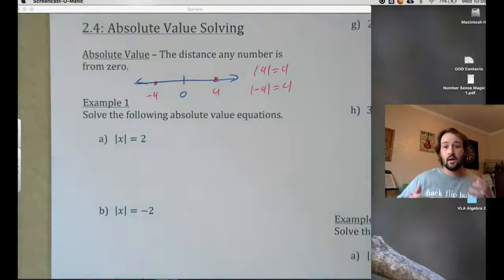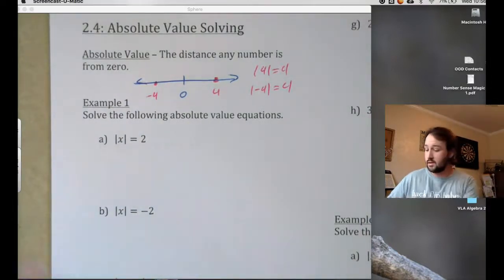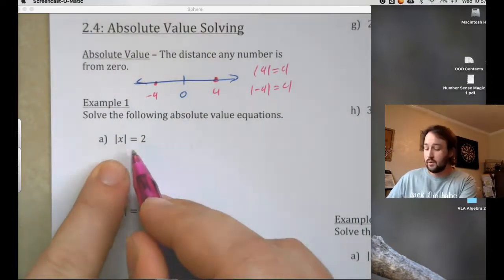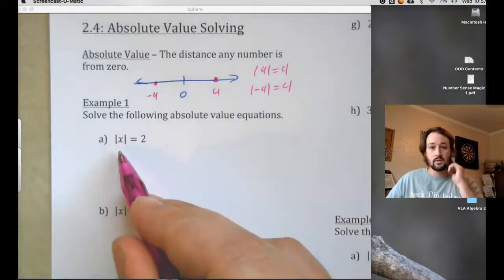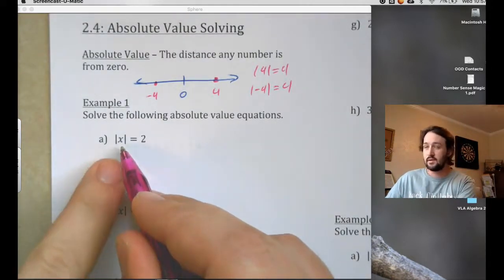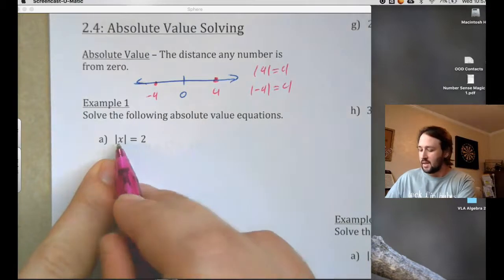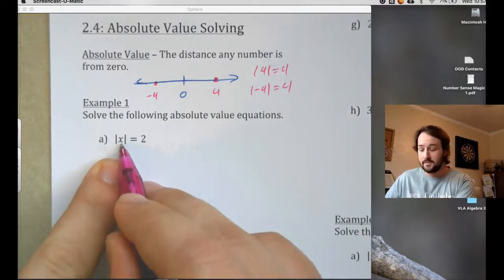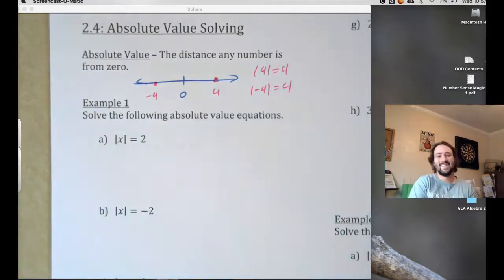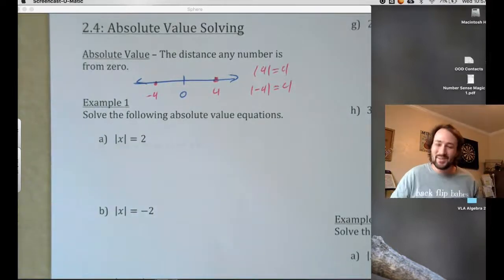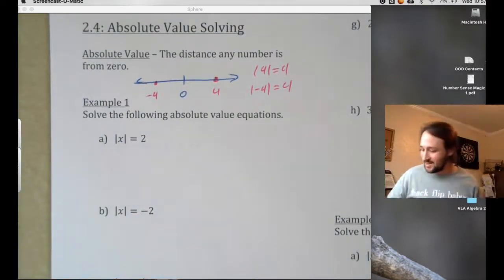All right, so in part A, I want to solve this. Come on. The absolute value of x, how far? Okay, I'll try one more time, and then I'm going to rewind this and try again.